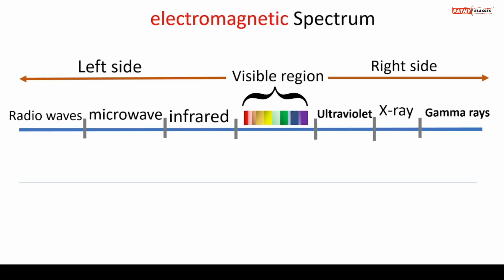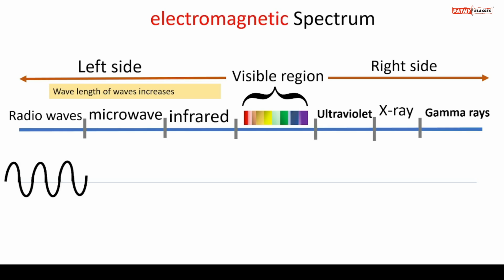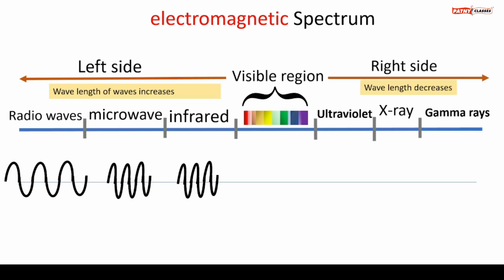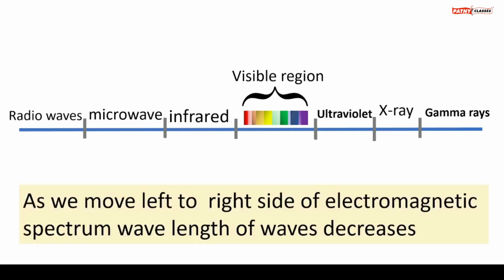As we move towards the left side, the wavelength of waves increases. For example, the wavelength of radio waves is more than microwaves, and the wavelength of microwaves is more than the infrared region. And as you move towards the right side, the wavelength of waves decreases. For example, the wavelength of gamma rays is smaller than the wavelength of X-rays, and the wavelength of X-rays is smaller than ultraviolet rays. As we move from left to right of the electromagnetic spectrum, the wavelength of waves decreases.